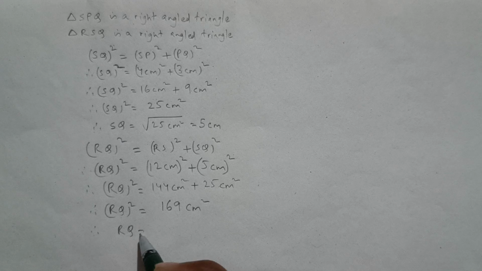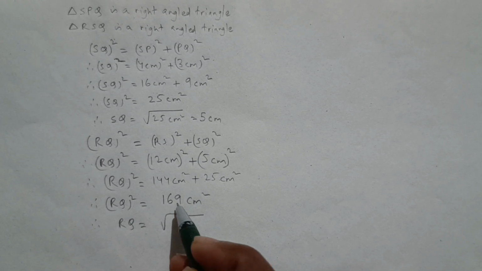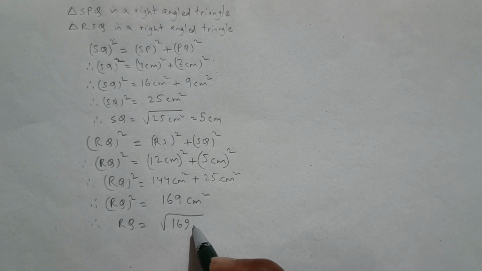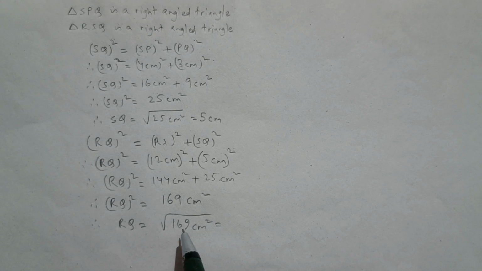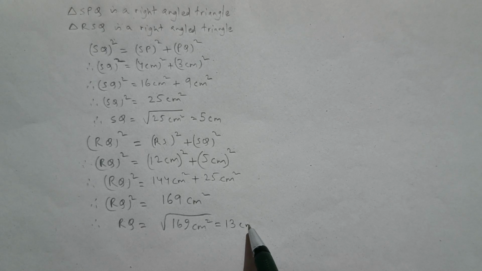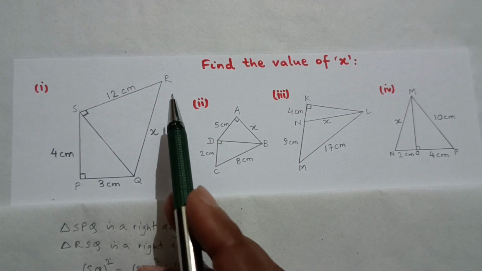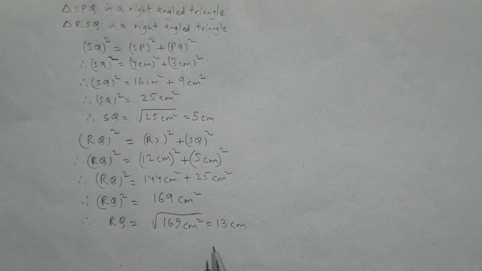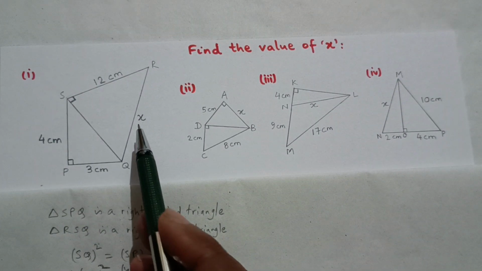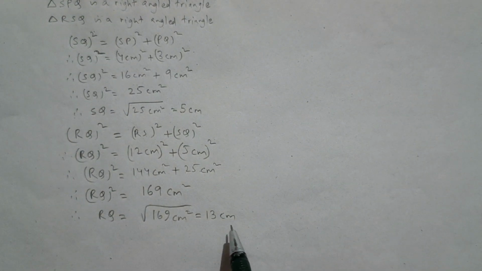So RQ is square root of 169 centimeter square. And what is square root of 169? It is 13, and square root of centimeter square is centimeter. So RQ is 13 centimeter. So X is 13 centimeter.